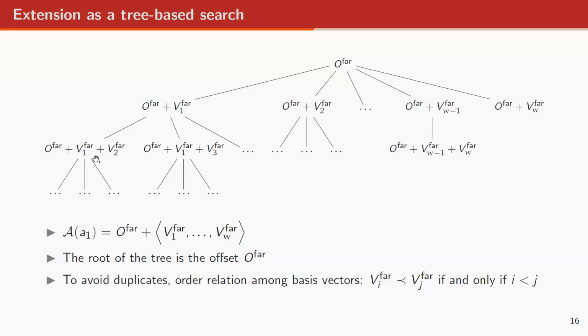But we would like our search to be efficient. So we would like to prune the tree as soon as possible. So we need to define a lower bound on the weight of the descendants of a node.